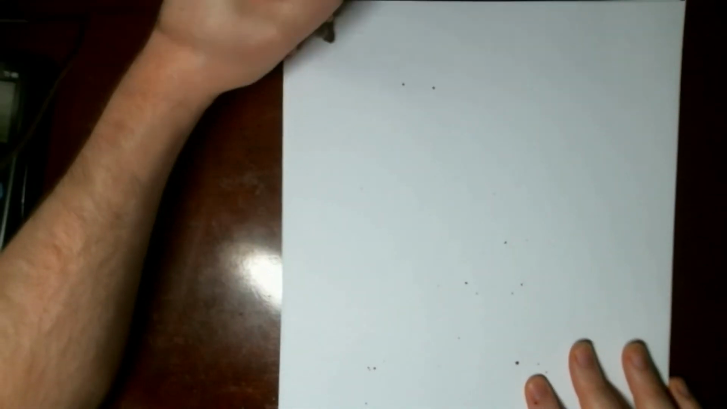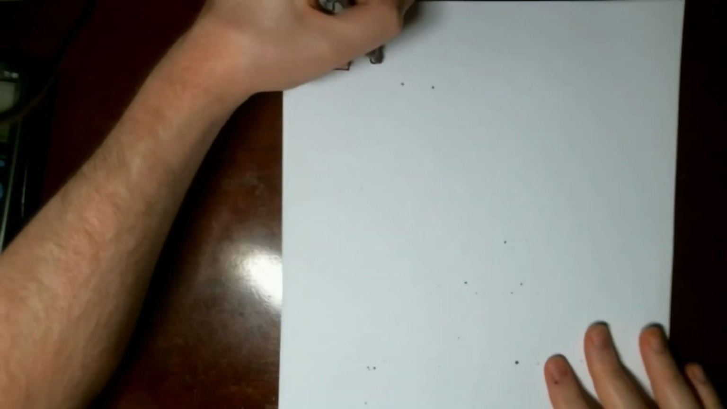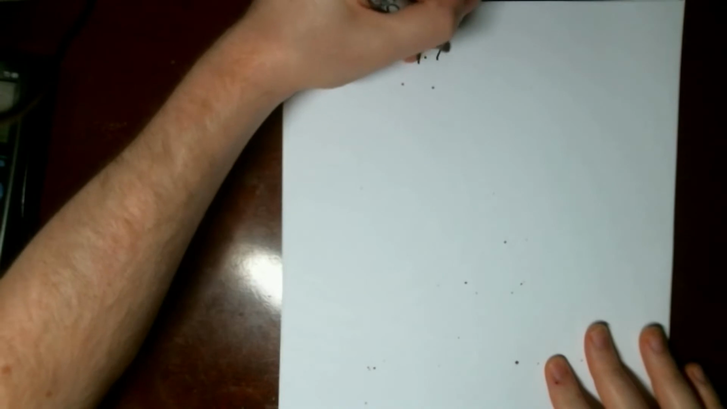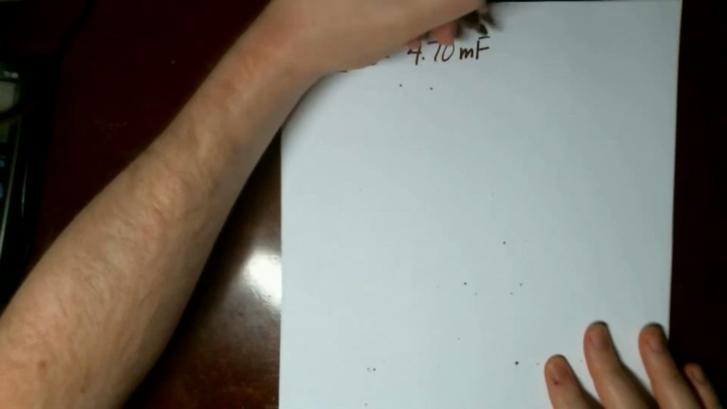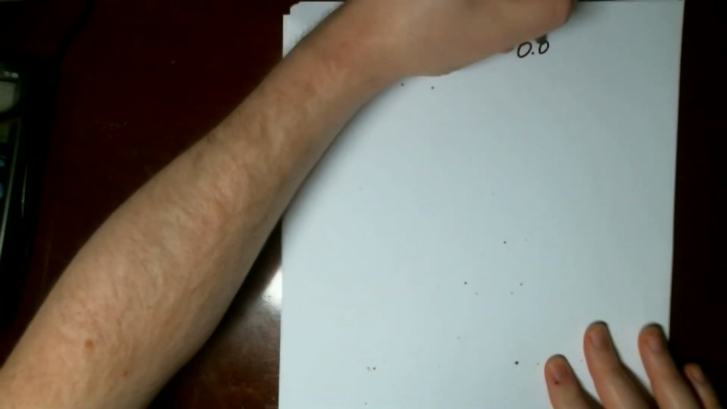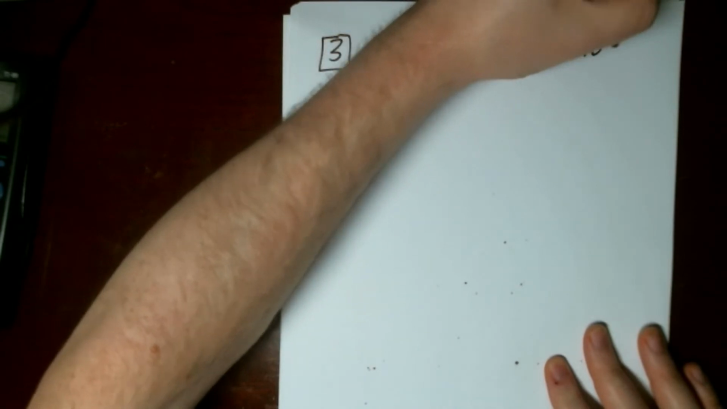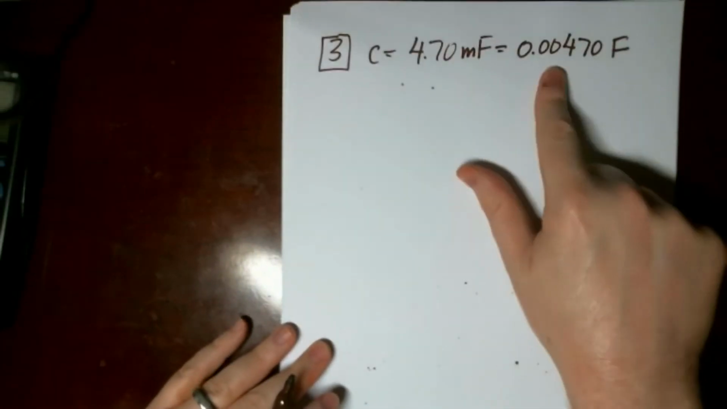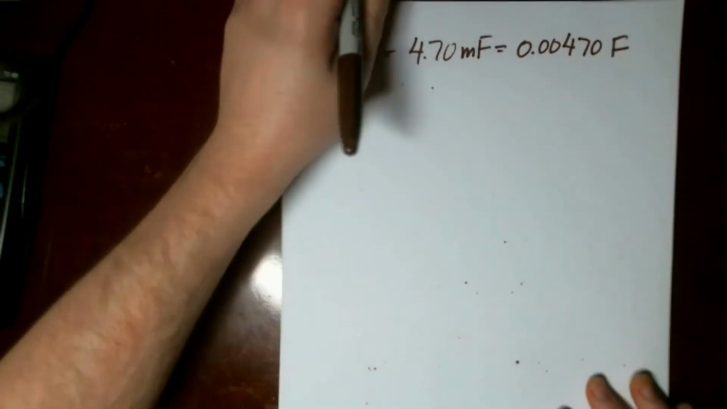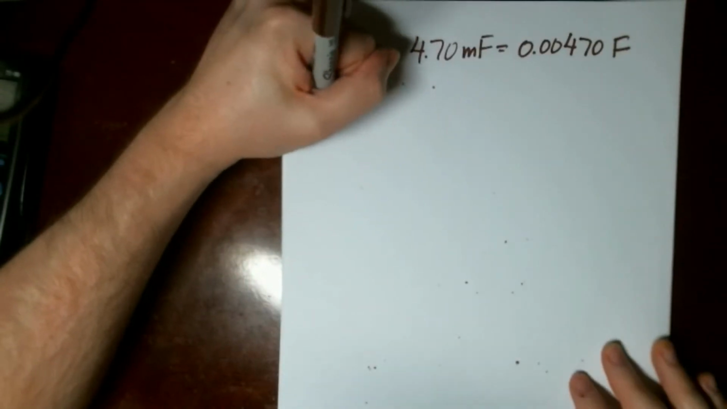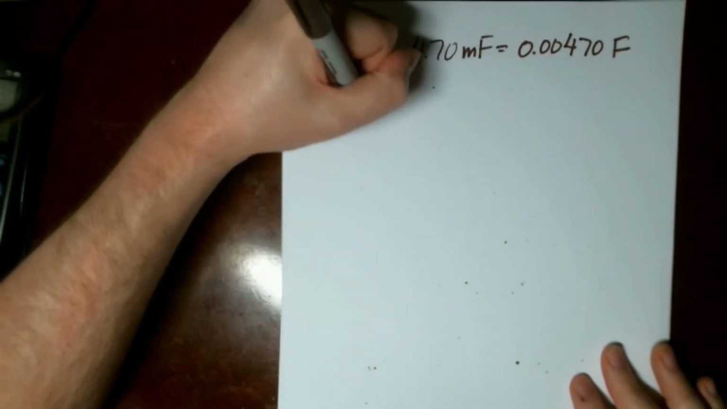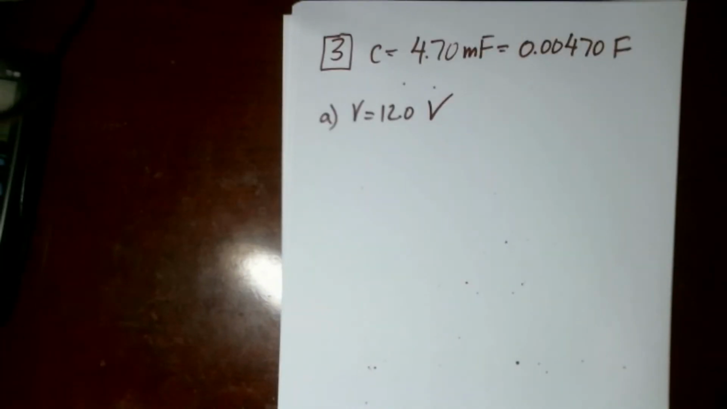Alright, number 3. We have a capacitor of capacitance 4.7 millifarads, or 0.00470 farads. And that's the number we need to use to do calculations. Okay, so we're putting it in connection with a 12-volt battery, and we want to see how much charge is stored in this place.